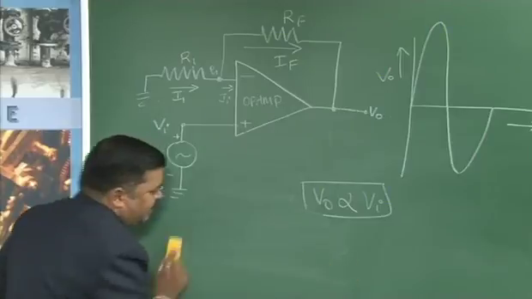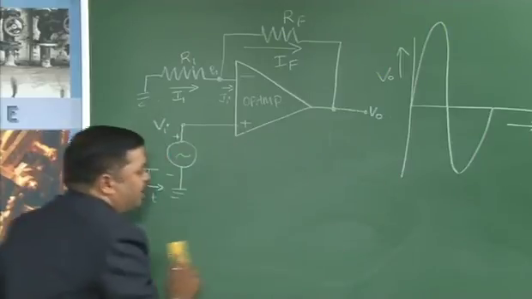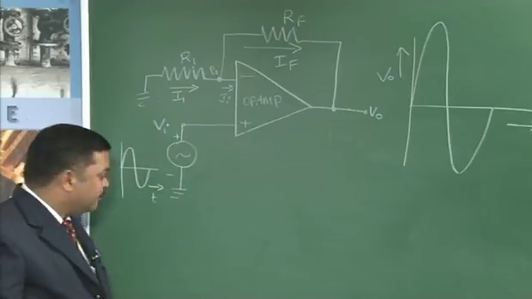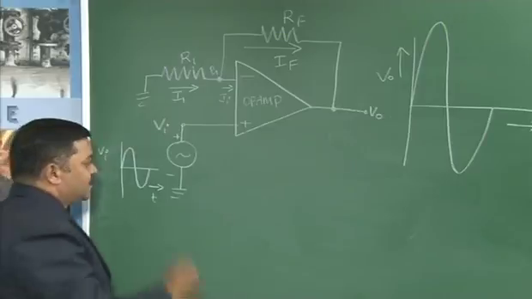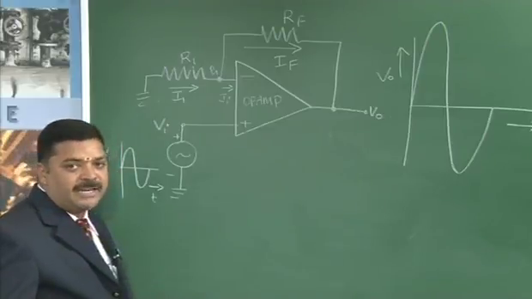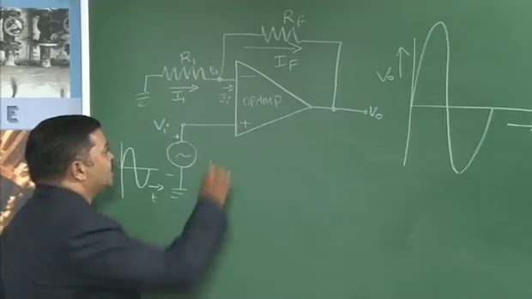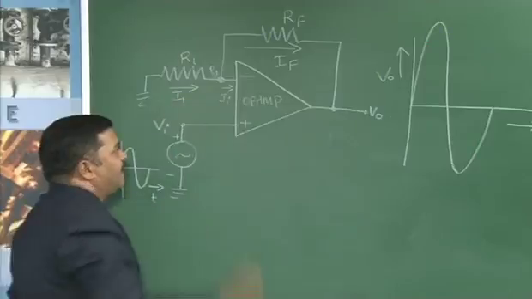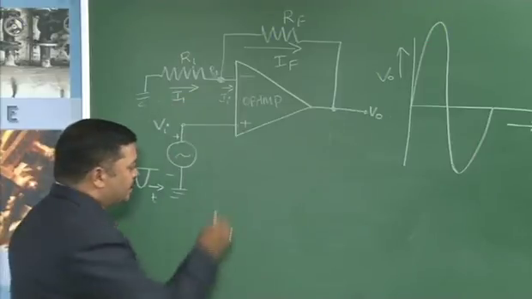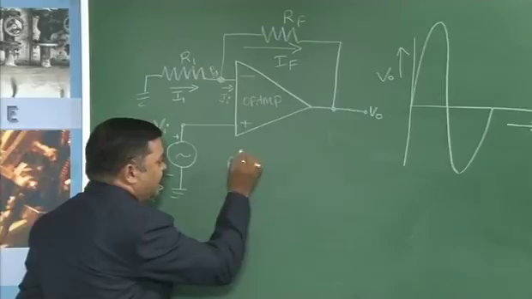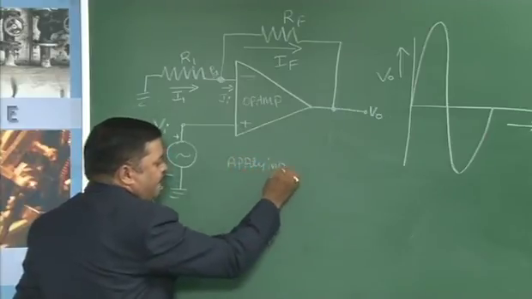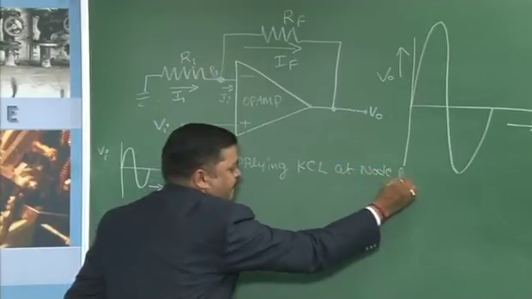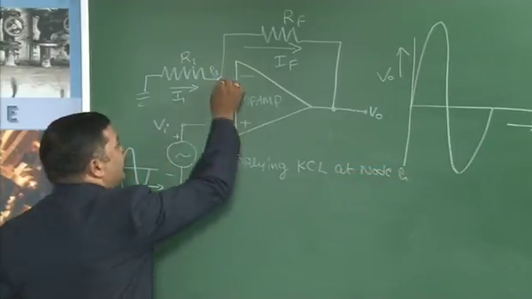So in the circuit analysis, as I told you, we must prove that this above circuit works as a non-inverting amplifier. As we did in the inverting amplifier, in the same manner, let us do the analysis here. At node G, I will apply Kirchhoff's current law. So let us apply KCL at node G. Let us see what we will get. This is the node G.